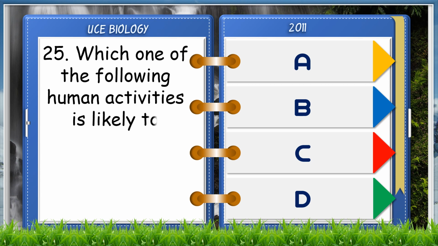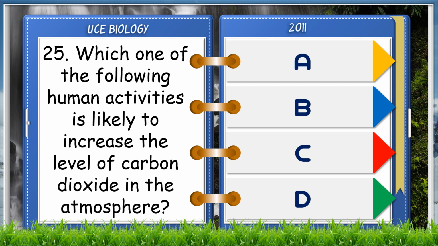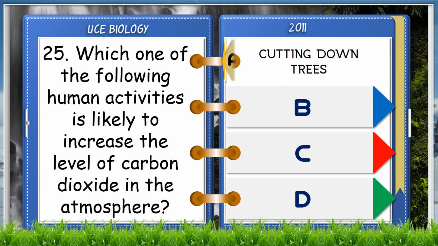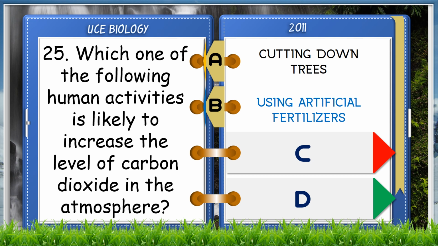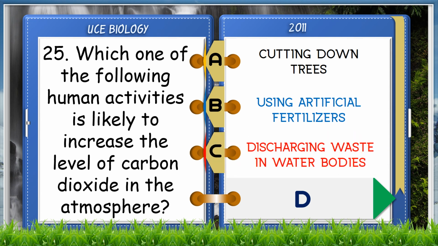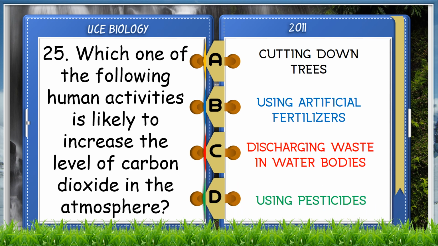Which one of the following human activities is likely to increase the level of carbon dioxide in the atmosphere? A. Cutting down trees, B. Using artificial fertilizers, C. Discharging wastes in water bodies, D. Using pesticides. The answer is A. Cutting down trees.